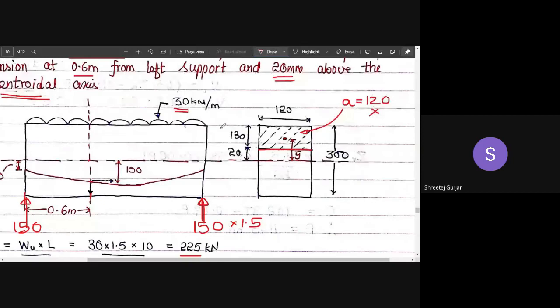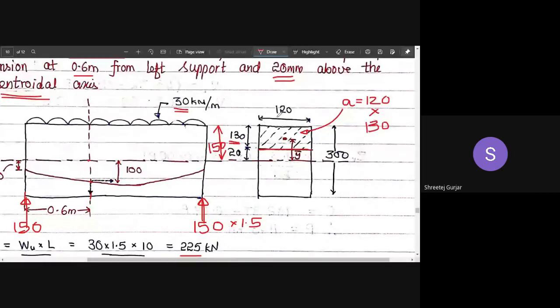150. Now this plane is located at 20 mm above the neutral axis, right? So 150 minus 20 will give us 130. So this depth is 130. So 120 into 130, this is my area.